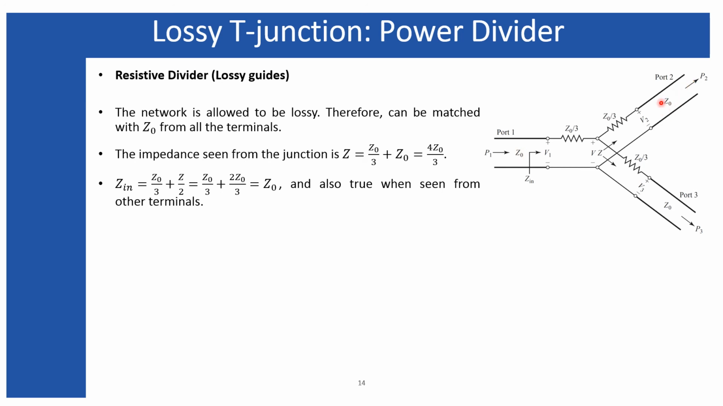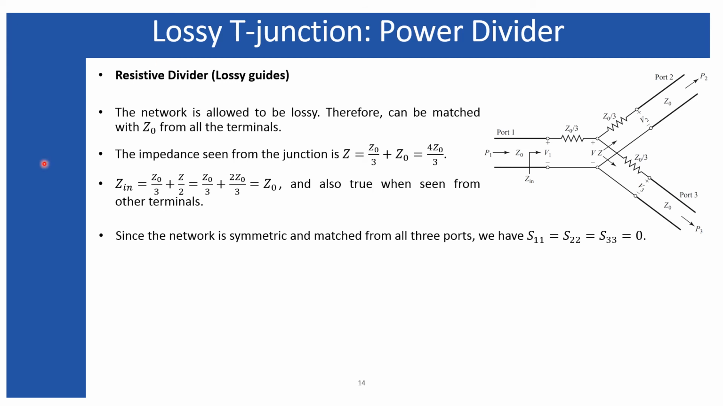Similarly, when you observe from this guide, the equivalent impedance also will appear as Z0. Similarly, when you observe from this one, the equivalent impedance will be Z0. So right now all three guides are terminated with their corresponding matched load, because the load is equal to its own characteristic impedance. Therefore, we can easily write that the reflection coefficients S11, S22 and S33 must be equal to 0.